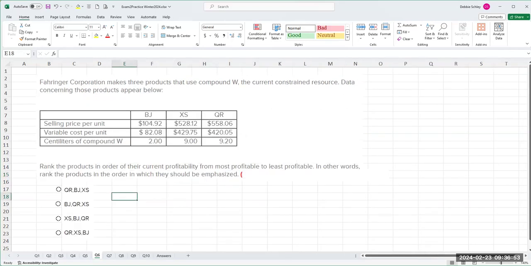Question 6. Okay, they give me this information. Fair Barringer Corporation makes 3 products that use compound W, the current constrained resource. Data concerning those products appear below. Rank the products in order of their current profitability from most profitable to least profitable. In other words, rank the products in the order in which they should be emphasized. So I'm going to bring down all that information. Variable centiliters.